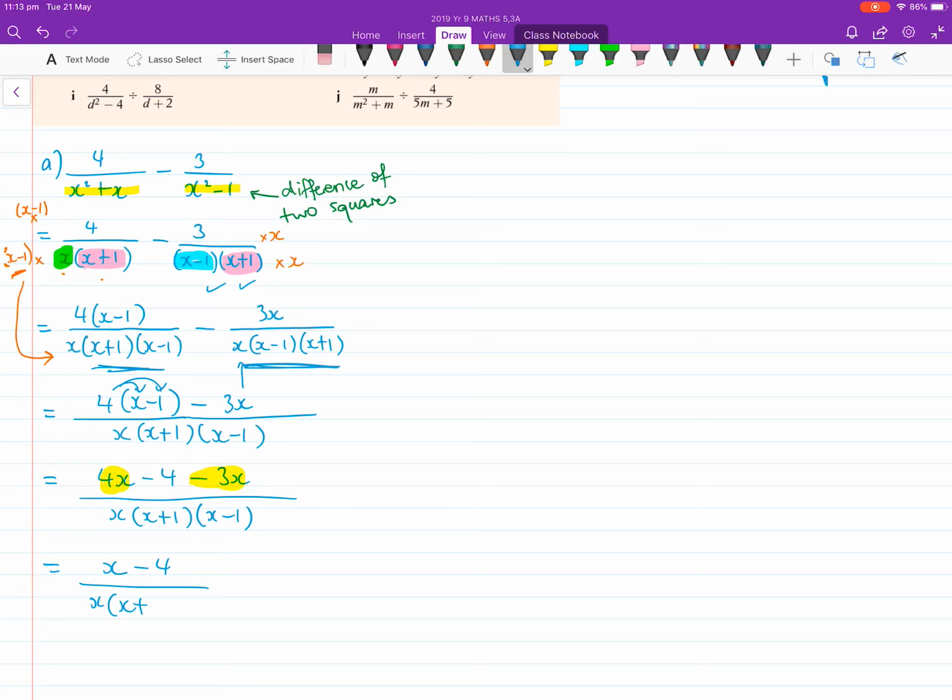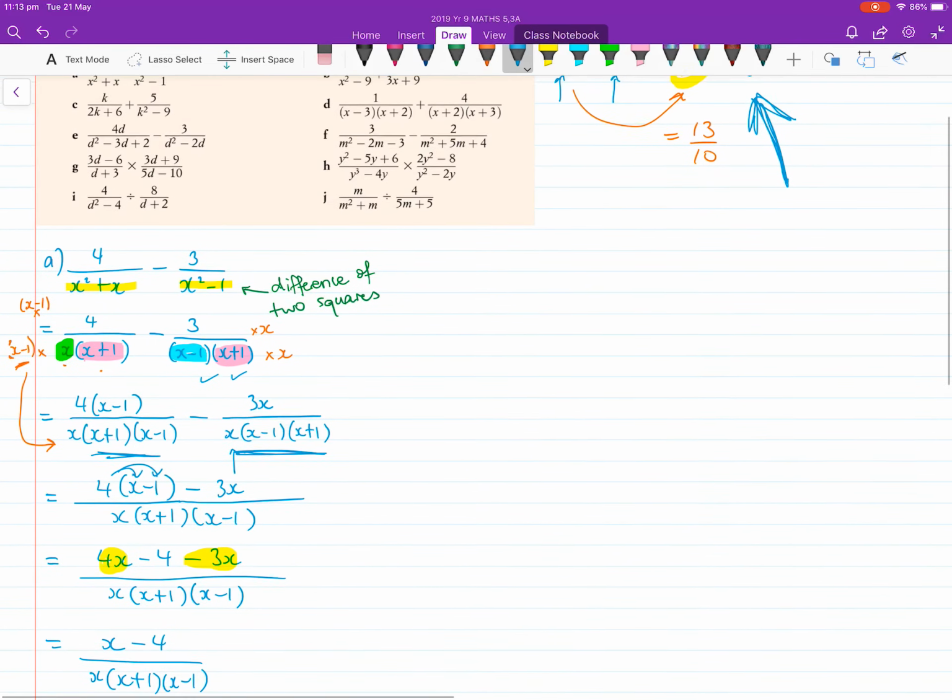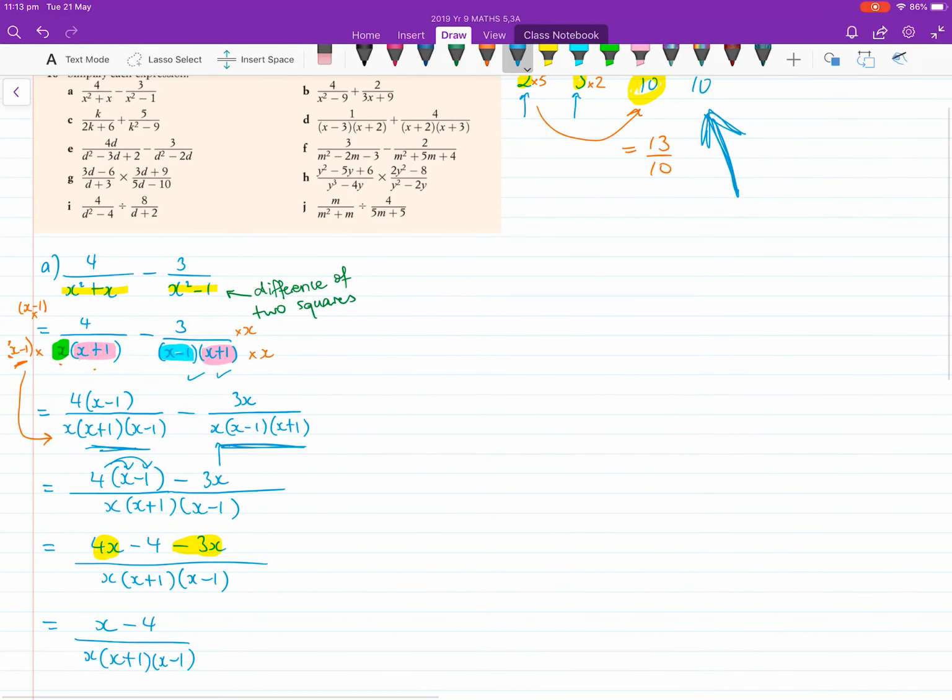And then we've got the rest of that. And that's it. That's your fraction. Okay? So that's for subtracting and adding. That's what we have to do.